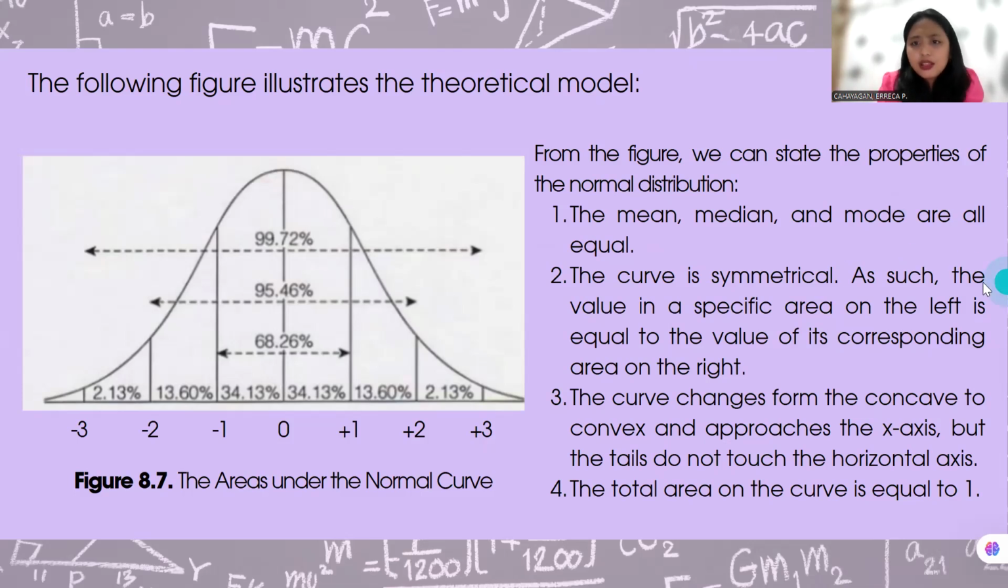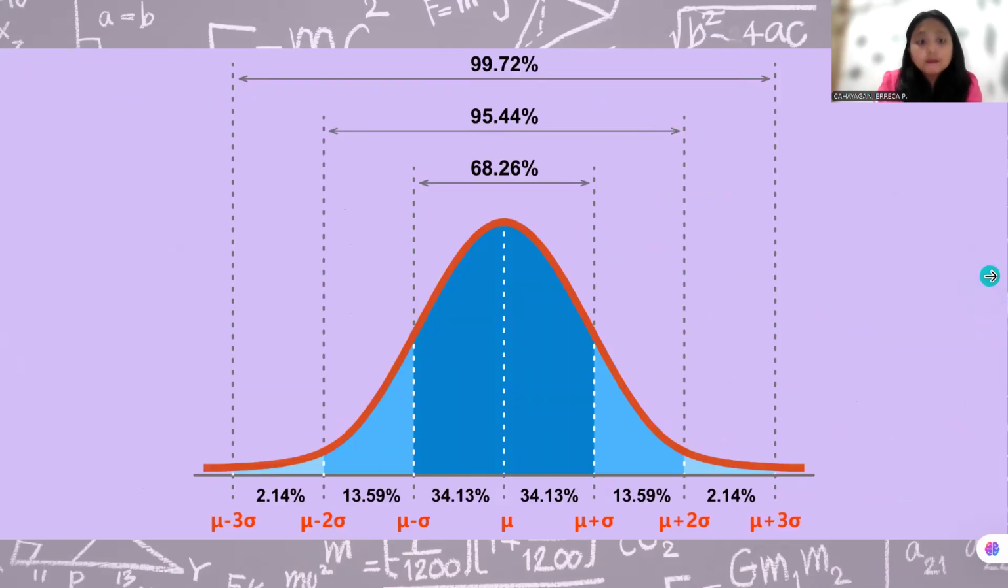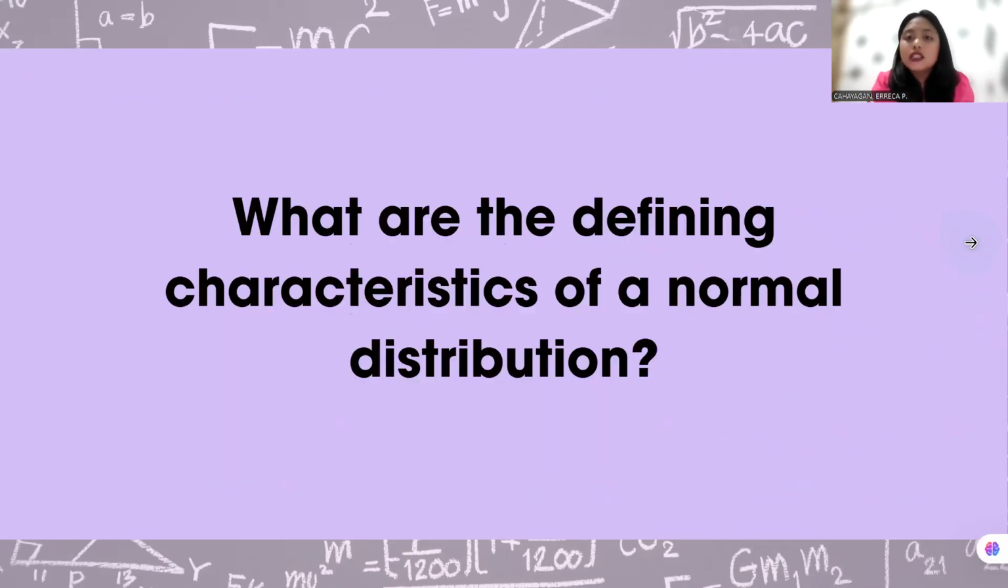So, Q&A time. Before the question and answer portion, this is the table of how the data falls in a normal distribution. So, what are the defining characteristics of a normal distribution?